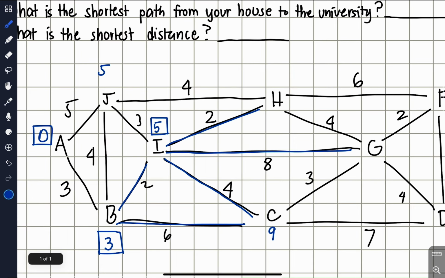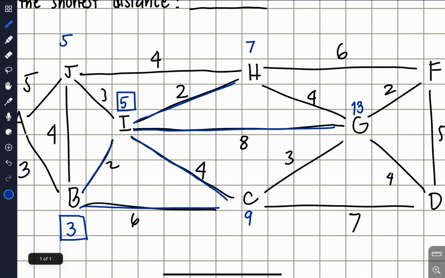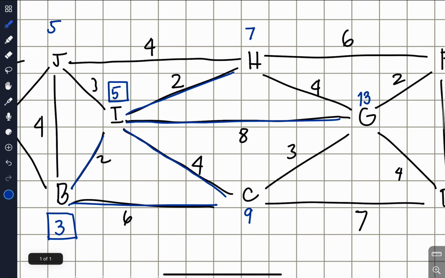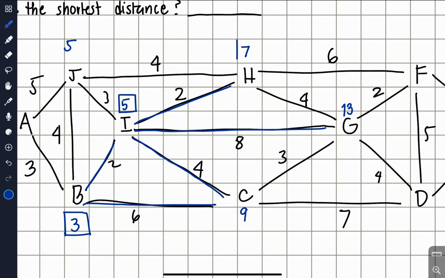From I to H, we have 7. 5 plus 2 is 7. From I to G, we have 13. 5 plus 8 is 13. Then from I to C, we also have 9. So it doesn't change from what we've calculated earlier. So among the three, the smallest one is 7. So we box 7.